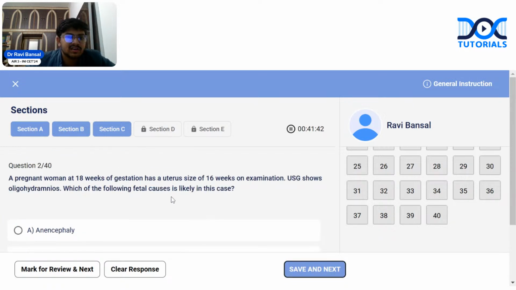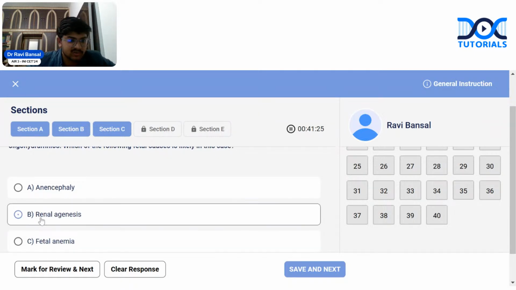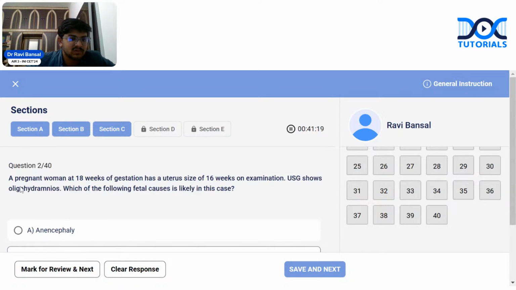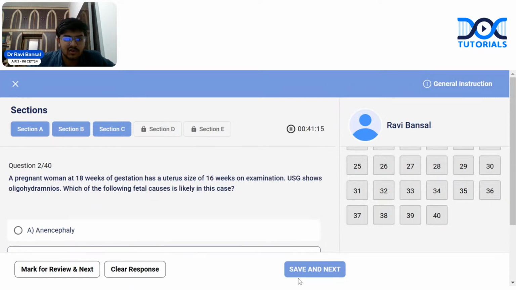Which of the following fetal causes is likely in this case? A pregnant woman at 18 weeks of gestation has uterine size of 16 weeks on examination. USG shows oligohydramnios. So what is the likely cause? Anencephaly will have polyhydramnios. Renal agenesis will have oligo. Potter sequence is based on this only. Fetal anemia will have poly. Twin will have poly. They are asking oligo, and obviously there will be no urine production. So it will be oligohydramnios.